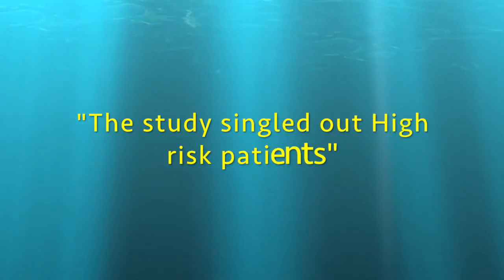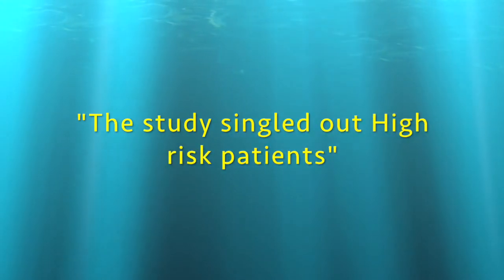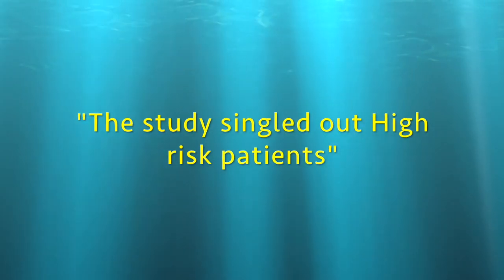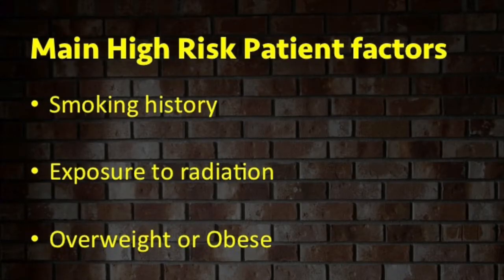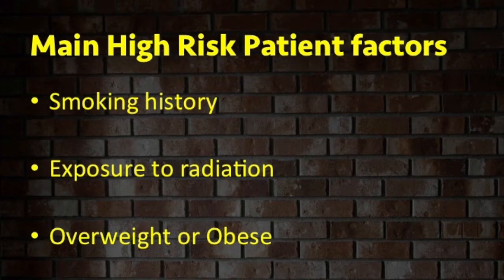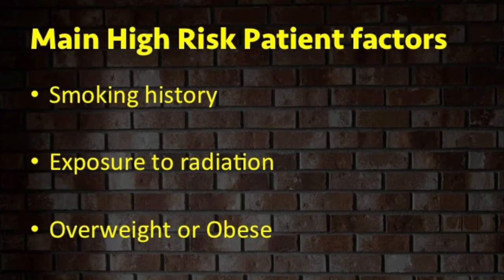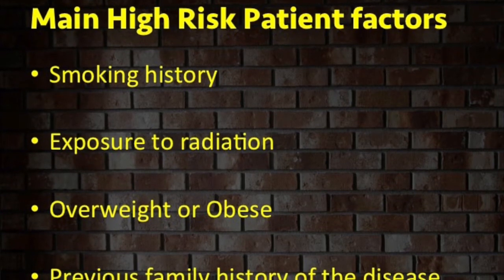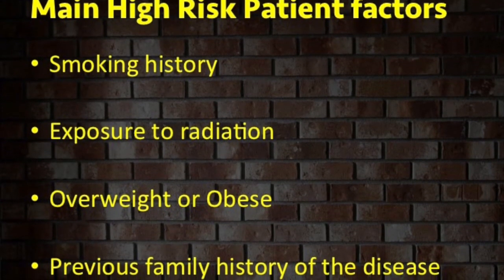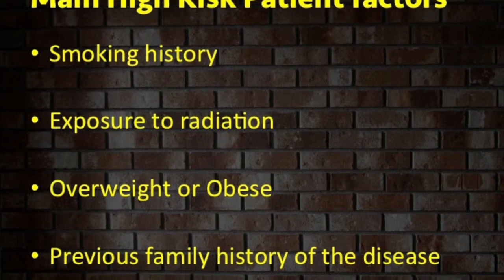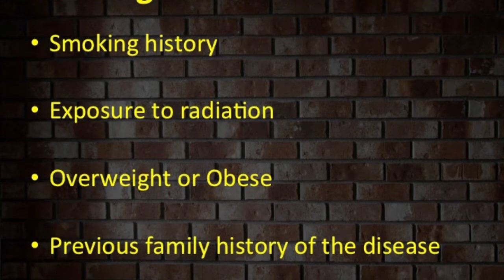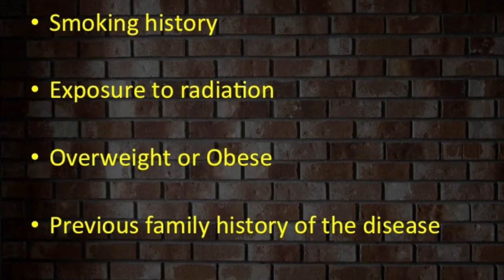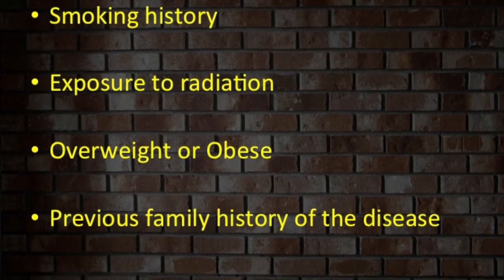The study conducted by the Mayo Clinic also singled out high-risk patients, which refers to people who smoke, are overweight, or have had family history of the disease. High-risk patients, as the name suggests, are more likely to develop the cancer. They are often aware of the risk and therefore have regular checkups. The CT scans will detect at an earlier stage and could reduce the fatalities of high-risk patients.